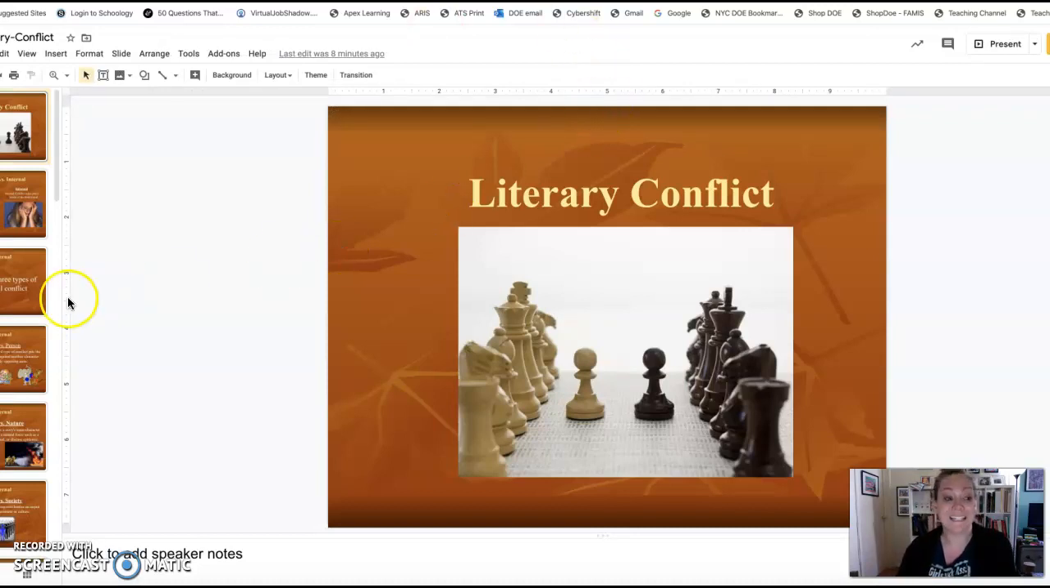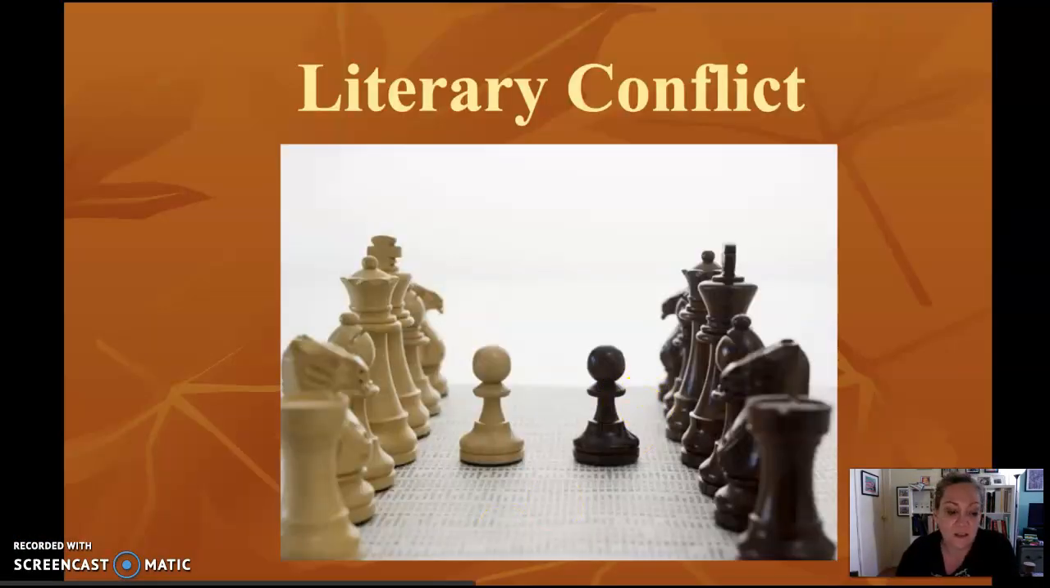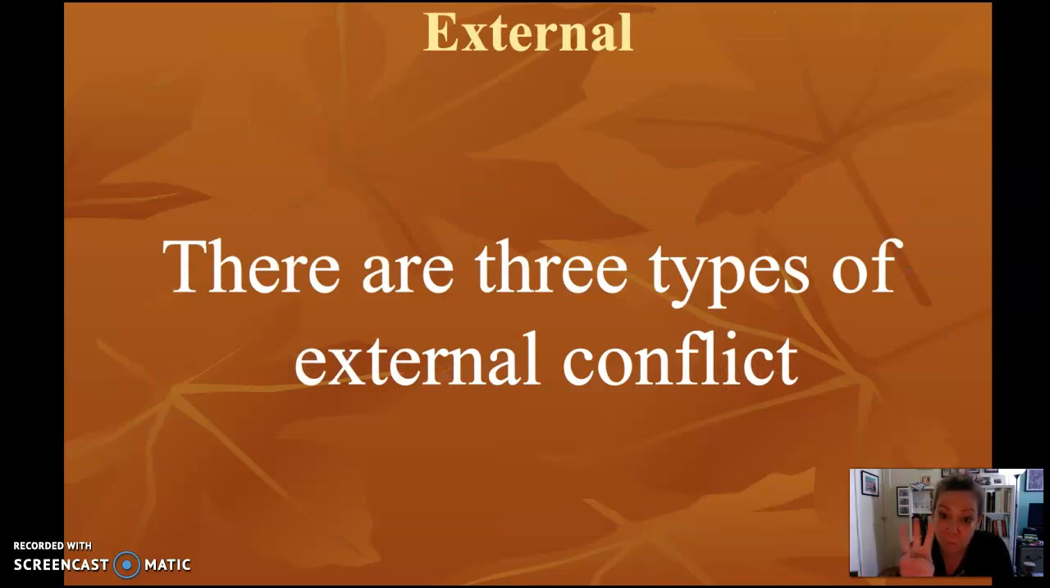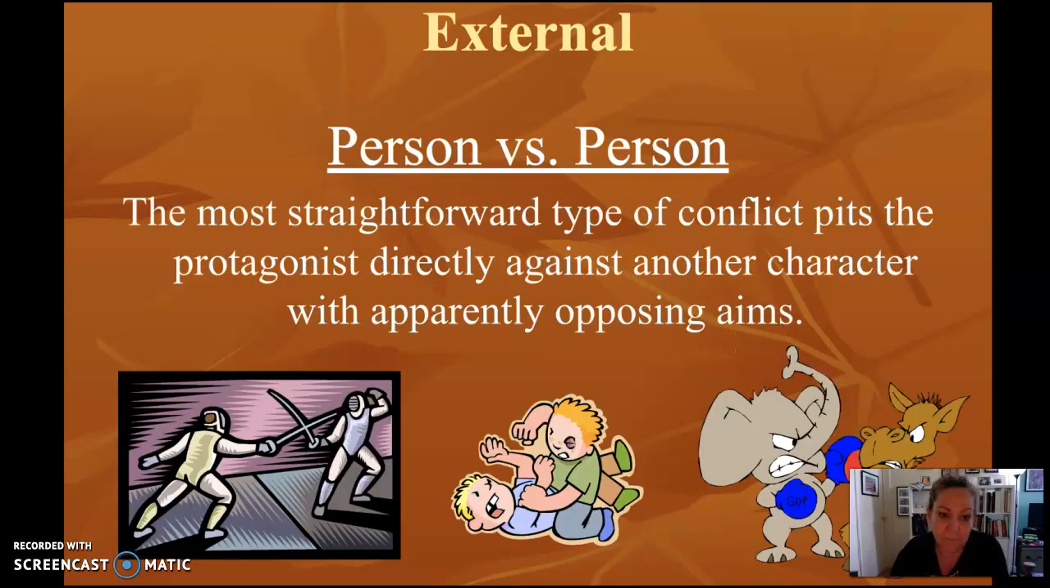All right, so what is literary conflict? Let's go through this. Literary conflict is a literary device or term. There are 2 kinds. It can either be external or internal. External conflict takes place outside of the body, while internal conflict takes place inside the body and mind. All right, 3 types of external conflict. First kind we call person versus person. It's the most straightforward type of conflict. It pits the protagonist, main character, directly against another character with apparently opposing aims, right? So fighting each other. Think every good guy and bad guy you've ever seen in any superhero movie.